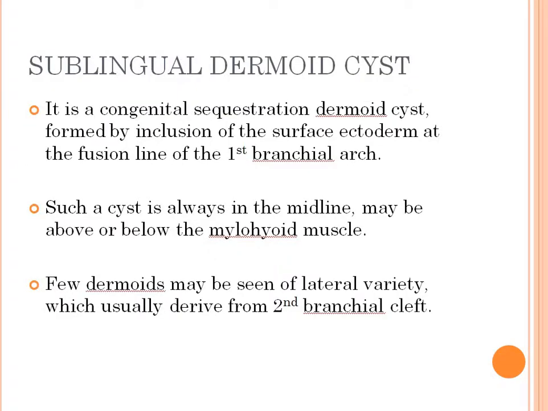Now the sublingual dermoid cyst. It is a congenital sequestration of the dermoid cyst formed by the inclusion of the surface ectoderm at the fusion line of the first branchial arch. Such a cyst is always in the midline, may be above or below the mylohyoid muscle. A few dermoids may be seen in the lateral variety, which usually derive from the second branchial arch.